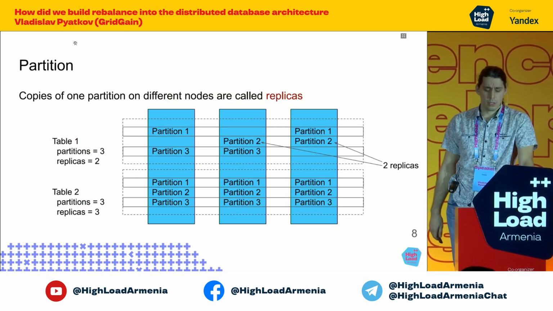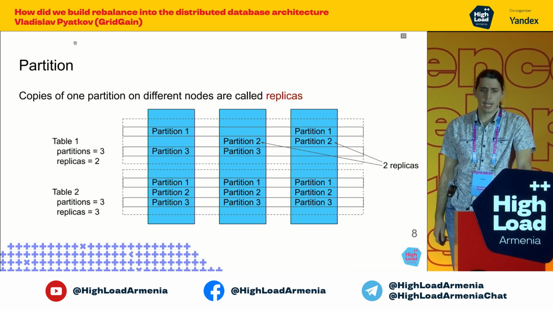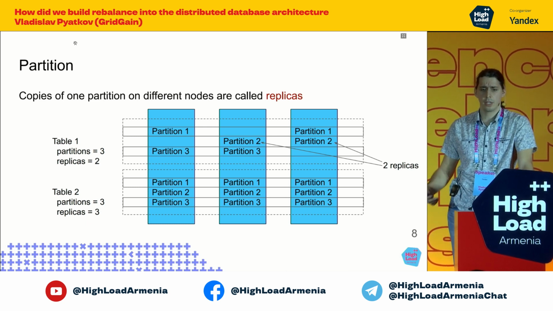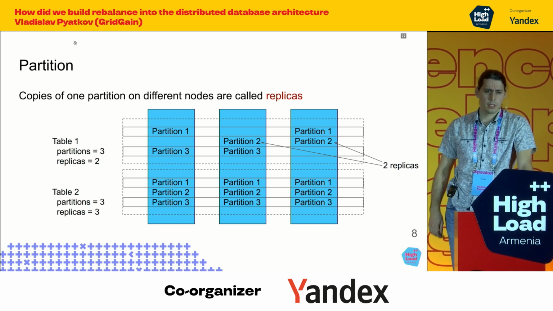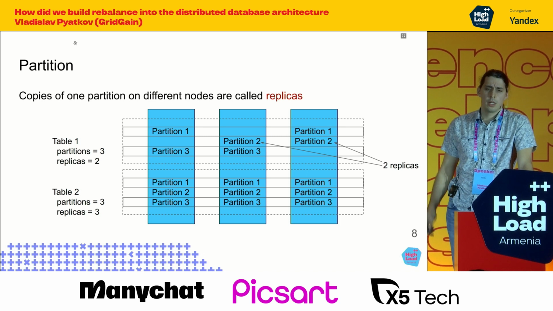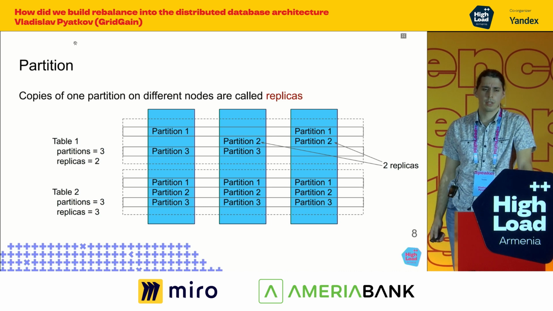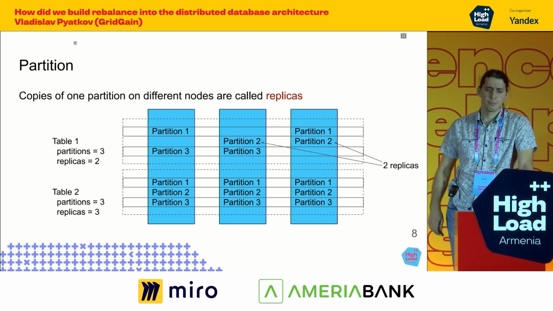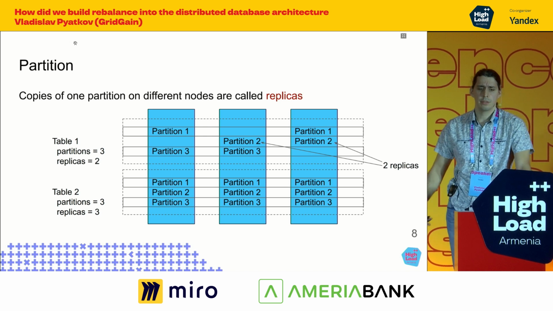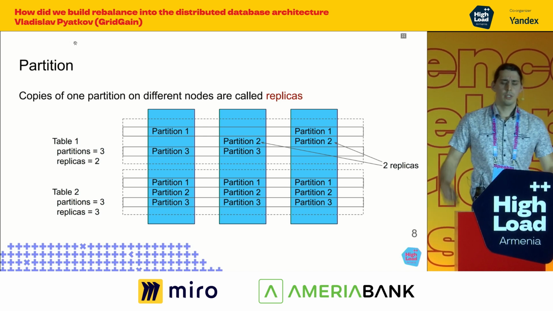And of course, we should have several copies of one partition, and the copies are called replicas. For table 1, we have 2 replicas for each partition. For example, for partition 2, we have copies in node 2 and node 3. For the other table, we have another replication factor. The replication factor is 3, and it means 3 copies of each entry are stored across the nodes of the distributed database.